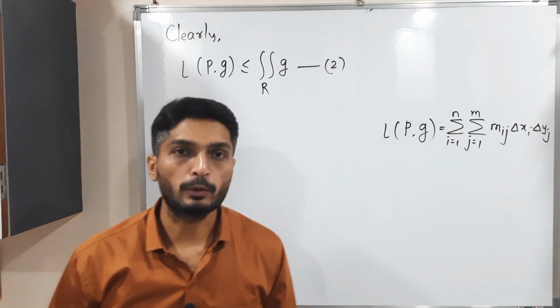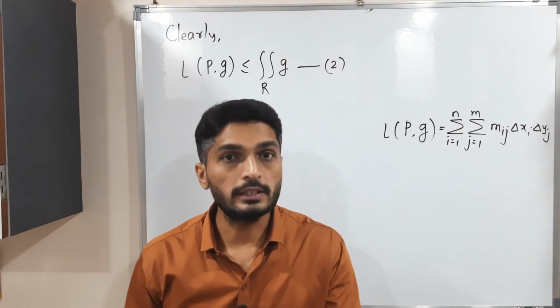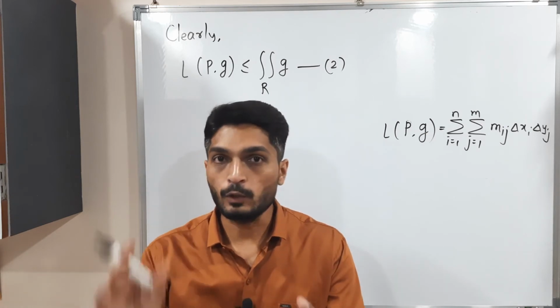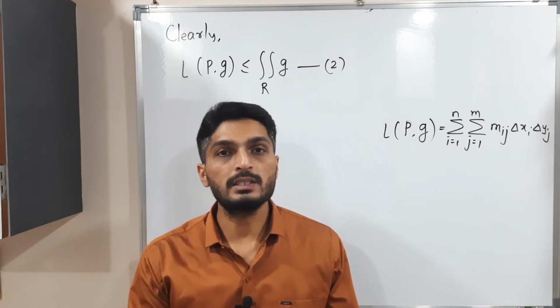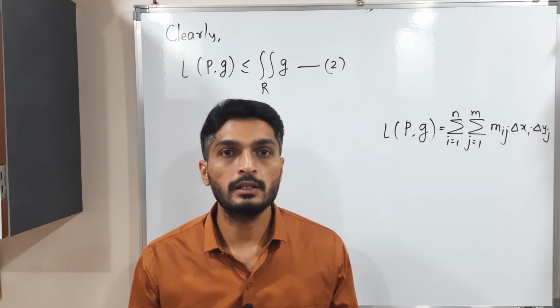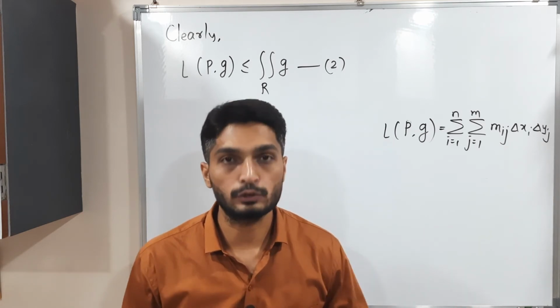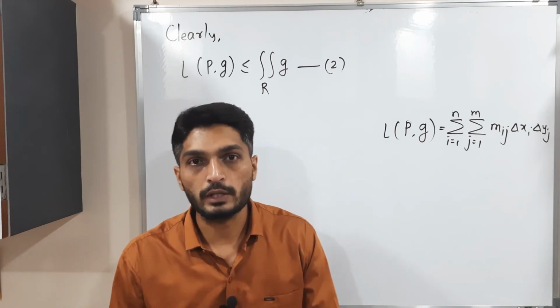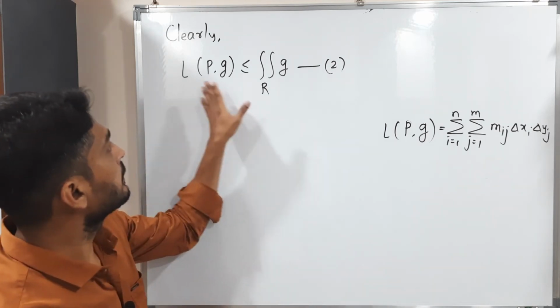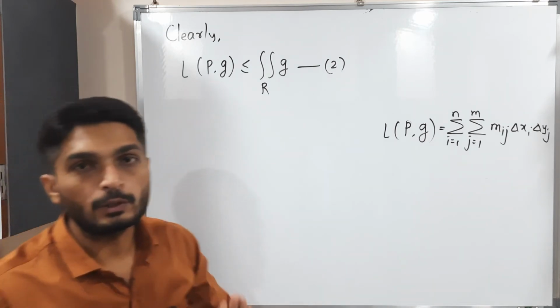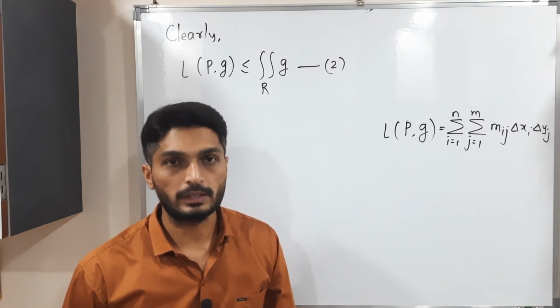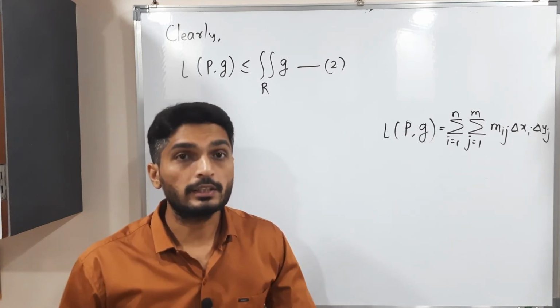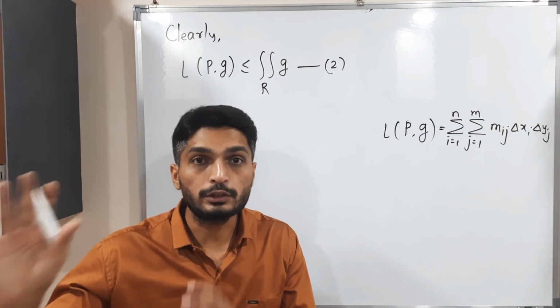This is also very important. You know that the actual integral always lies between lower sum and upper sum. Lower sum is less than the actual integral and upper sum is greater than the actual integral. Okay, but we are interested in just one part only, so that's why I'm writing lower sum is less than or equal to the actual integral of g over R. Okay, after that we will come back to the statement.